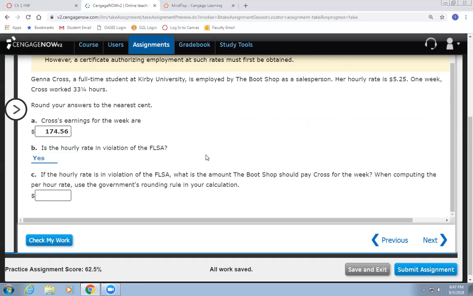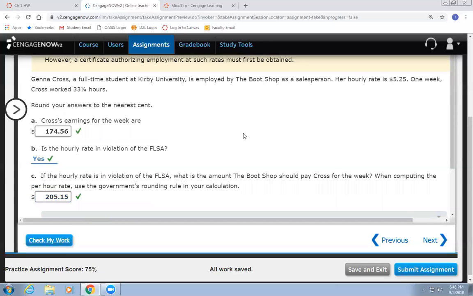So it says if the hourly rate is in violation, which it is, what is the amount that they should pay Cross for the week? Well, she should get paid $6.17 an hour, right? So how much would that be? The total wages if they paid her correctly. $205.15. Perfect, $205.15. Okay, so it's about $30 in a week, a little bit more.